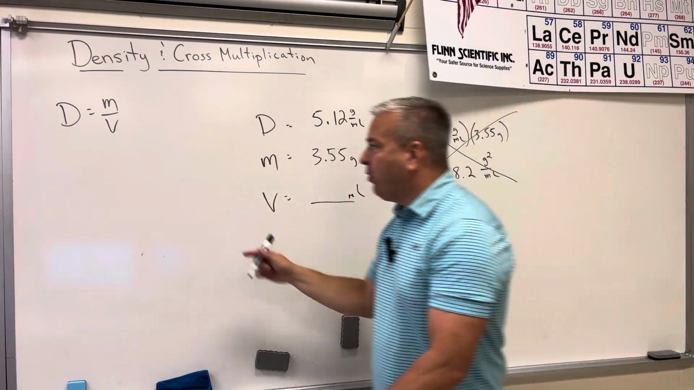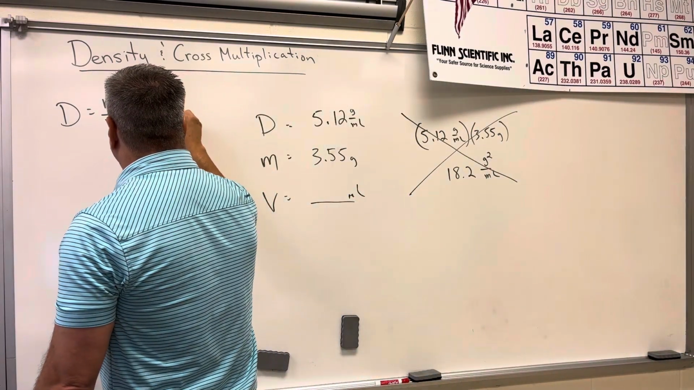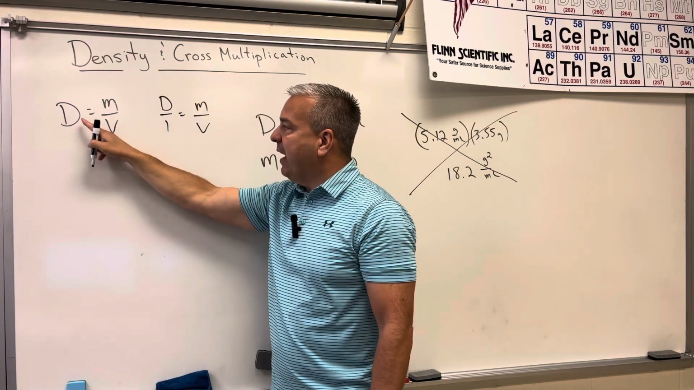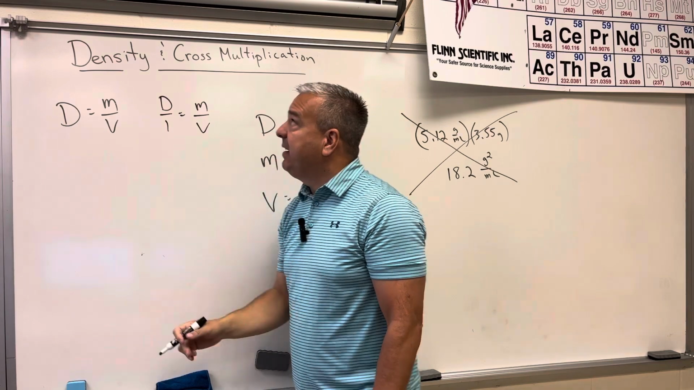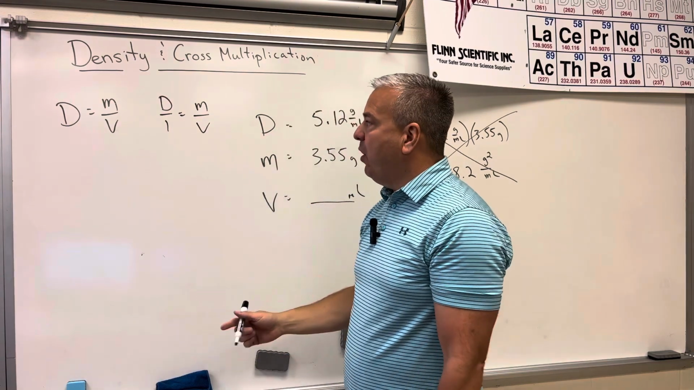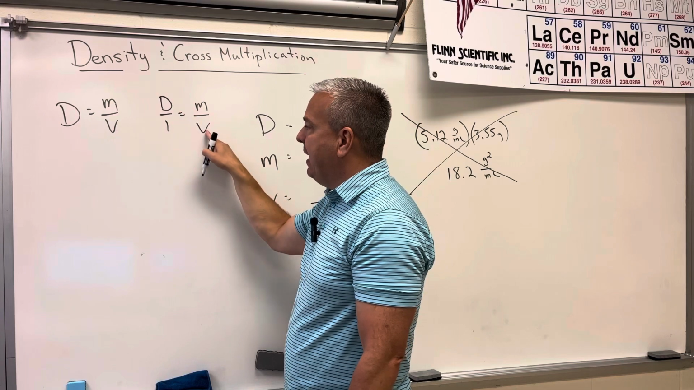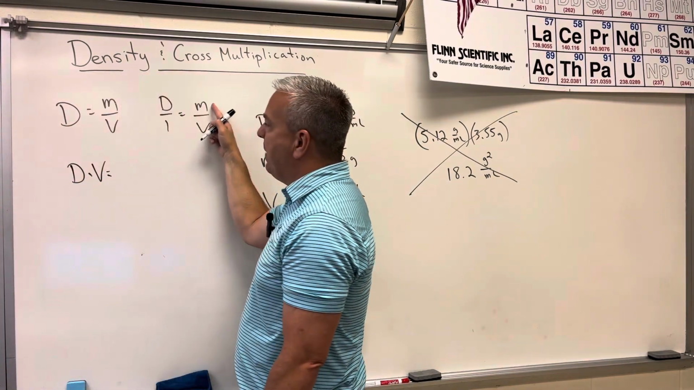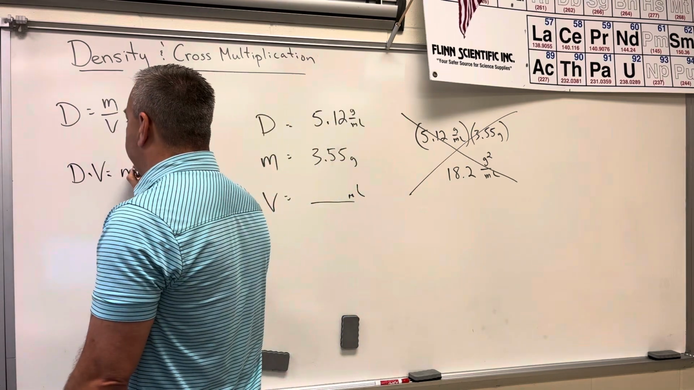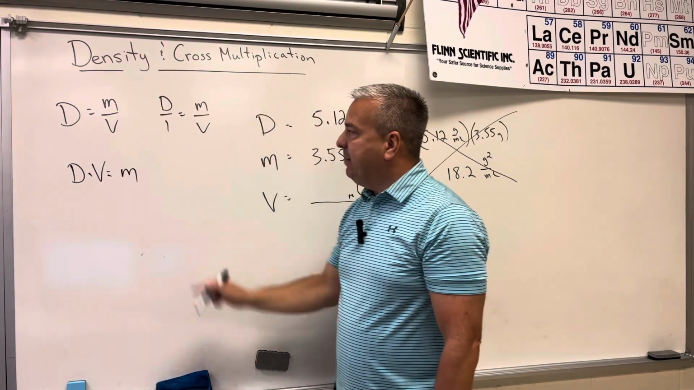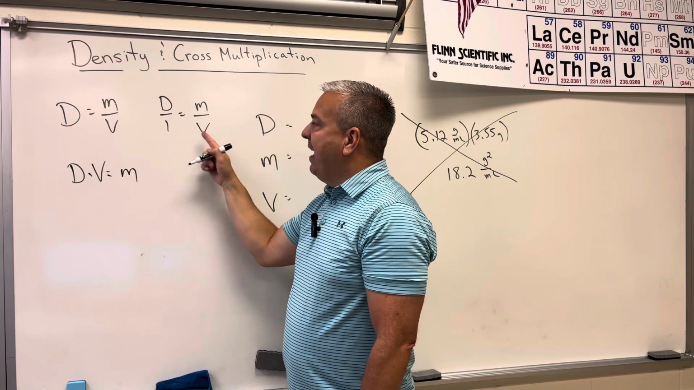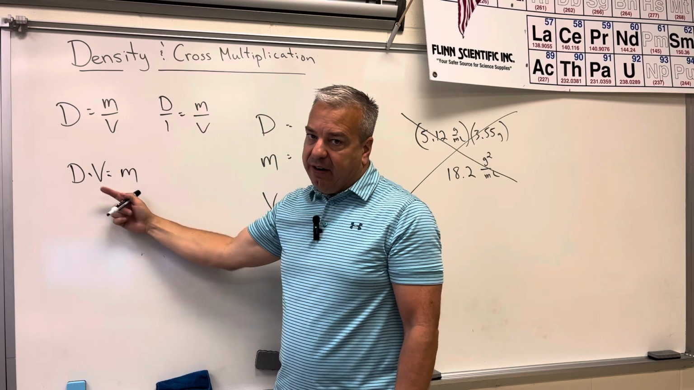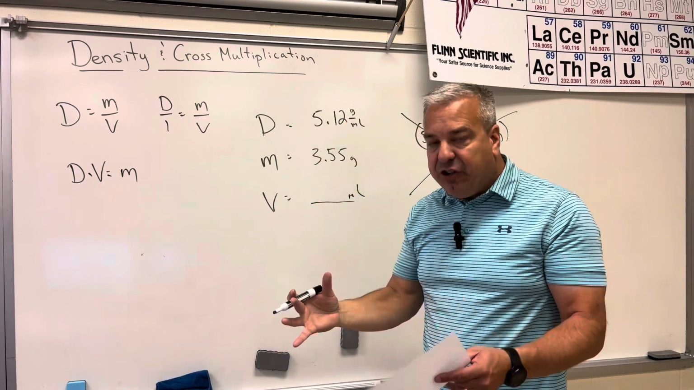So let's go back to our cross multiplication. And I'm just making two fractions. Remember, density over 1 is the same thing as density, and I'm going to cross multiply. So I'm going to say density times volume is equal to mass times 1, which is simply just mass. And what I did by doing this cross multiplication, I got volume out of the denominator, and it's now a numerator. And like I said, in math, that's a good thing.